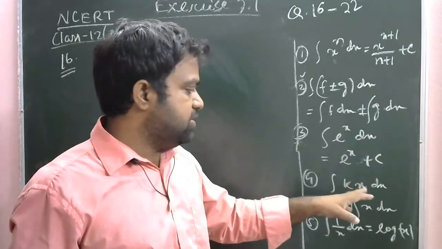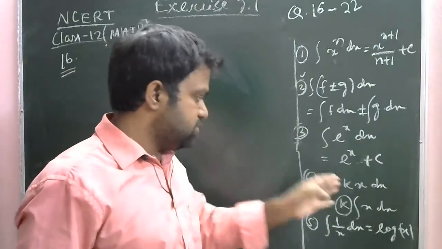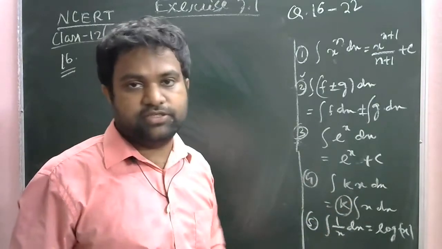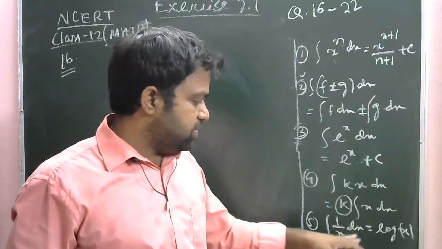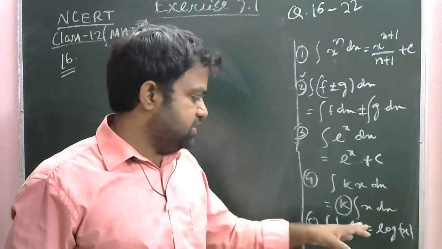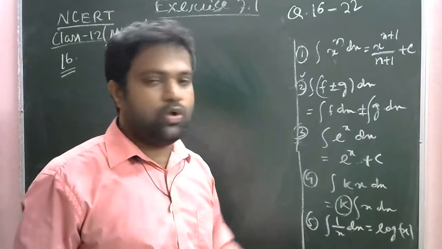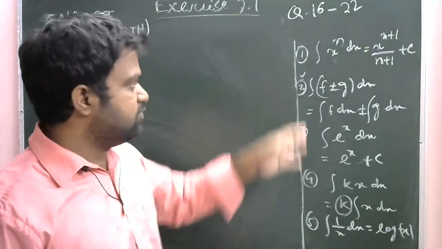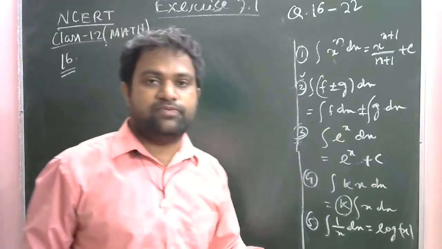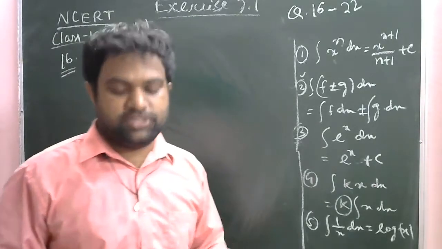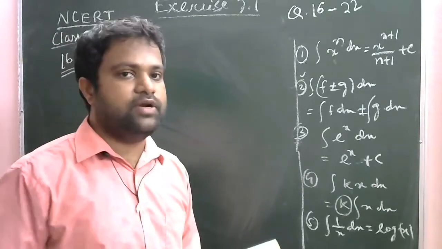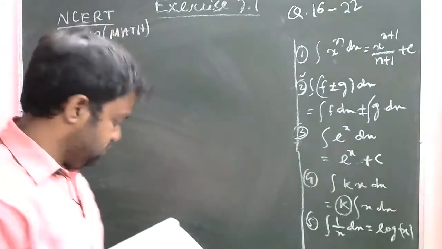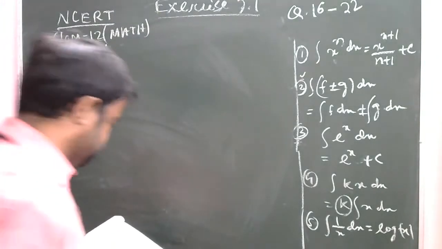And if a constant is multiplied with a function, then the constant we can take outside of the integration. And the integration of 1 upon x is log mod x. These are some of the basic formulas I have written. Other trigonometric formulas are also there in the book, you can check them, and wherever required, I'll also explain the formulas. Now question number 16 we'll discuss.